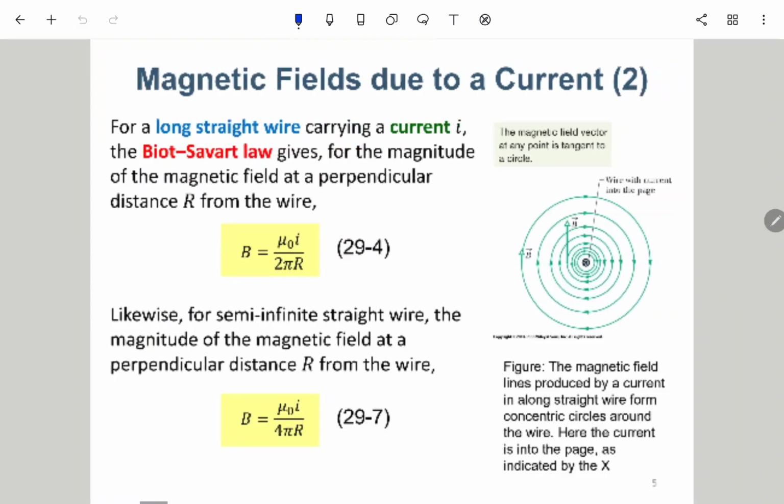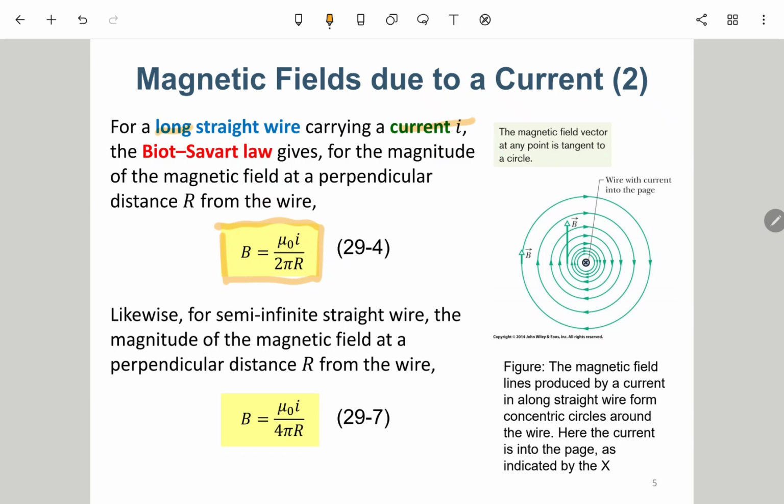Okay, so this is the Biot-Savart law. Here, let's take a look at how to make use of it. The first case is for a long straight wire. Long means infinitely long, and straight means strictly straight, carrying a current I. The Biot-Savart law gives the magnitude of the B field at the perpendicular distance r out from the wire. We will actually derive it on the next page, so don't need to worry.